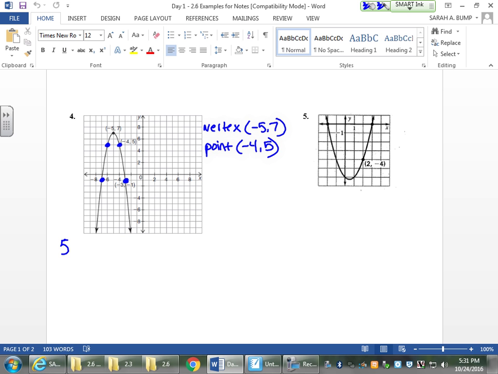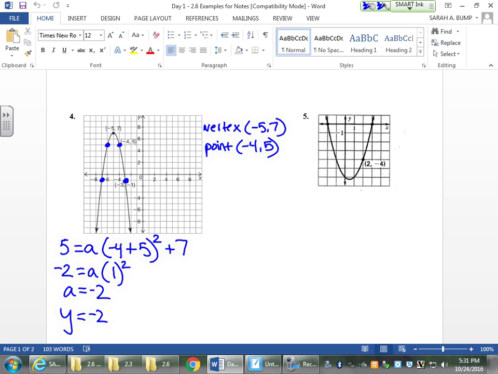Okay, I'm going to sub in my Y value. We don't know A. My X value, when I minus -5, it becomes plus 5 squared plus K. Subtract over the 7. 5 minus 7 is -2. Combine in the parentheses to get 1. And again, when you square 1, it's just a 1A. So A is equal to -2. And my function will be -2 times (x plus 5) squared plus 7.